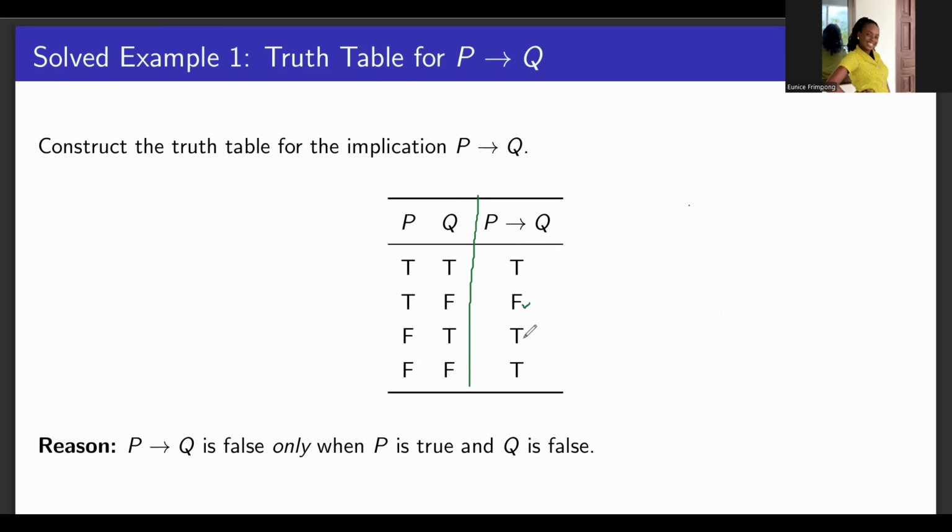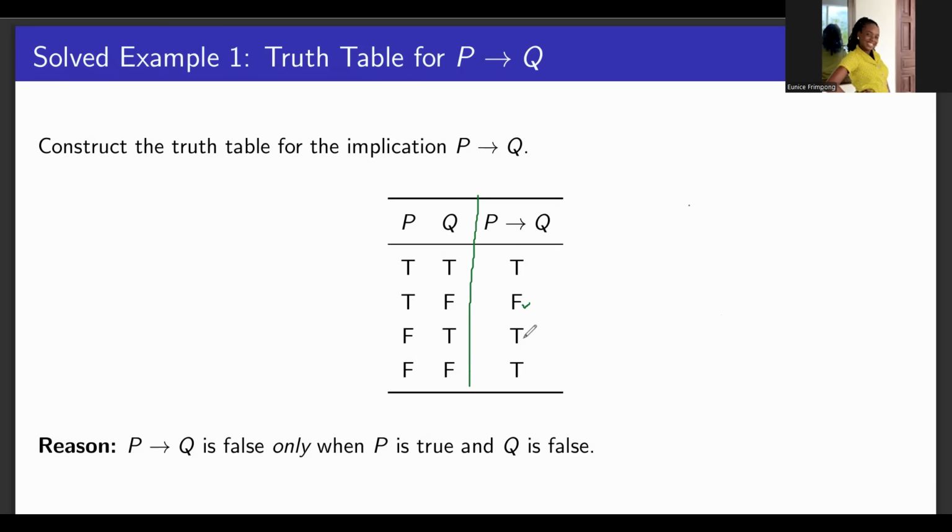So the reason is P implies Q is false only when P is true and Q is false. Notice that it's not just P, always P being true and Q being false. It's the first one. In this case, the first one is P. So once the first proposition is true and the second one is false, then the entire compound statement is false. Every other instance is going to be true.